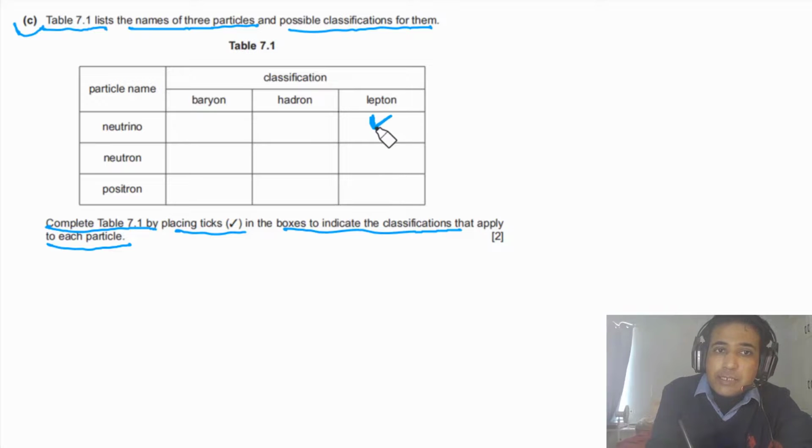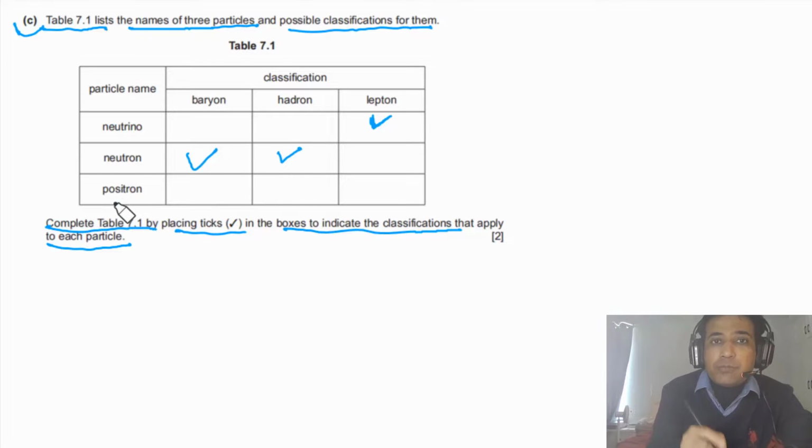Neutrino is a lepton. Neutron has 3 quarks, 2 down quarks and 1 up quark. So this one is a baryon and this is also a hadron. It is not a lepton. Positron is the antiparticle of the electron, and electron is a lepton. So positron is also a lepton.